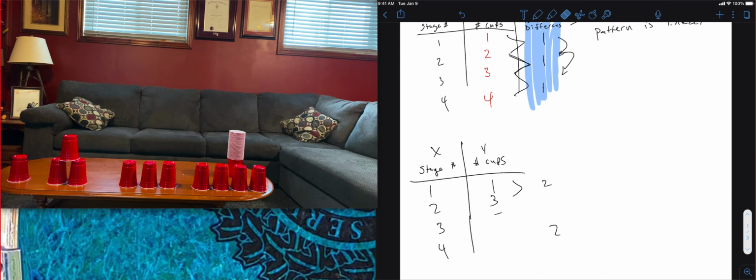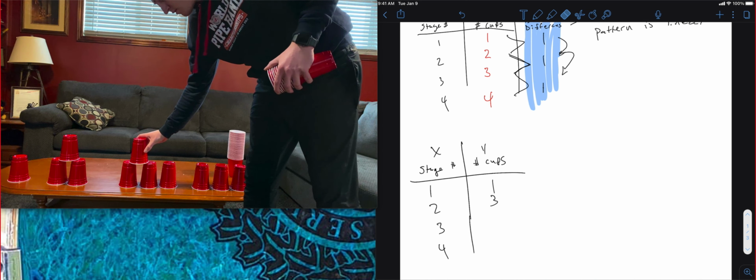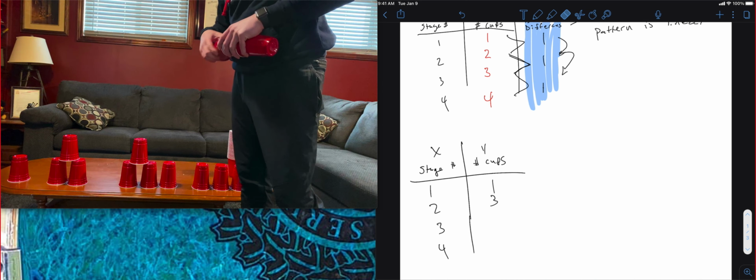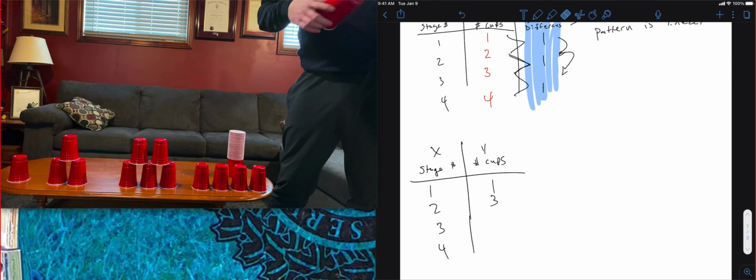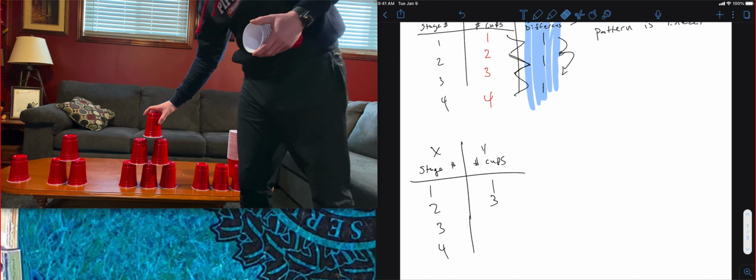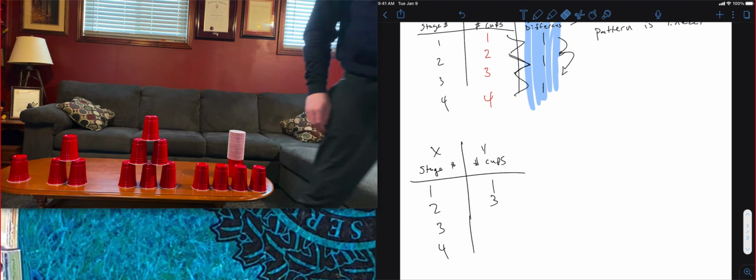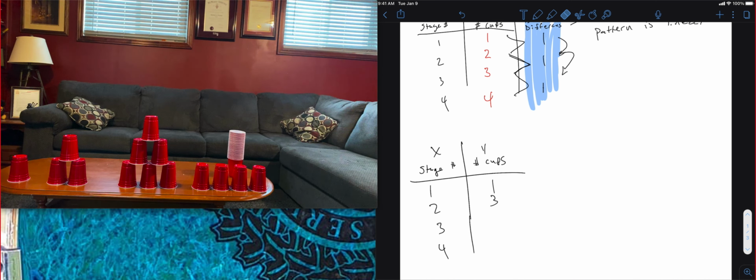If I stack these cups in the 3rd stage, there's my 5 cups, but I still have to keep going. Okay, well now it's not 5 cups in that picture, it's 6. All right, well let's do 4. How many cups are we going to have in the 4th one?